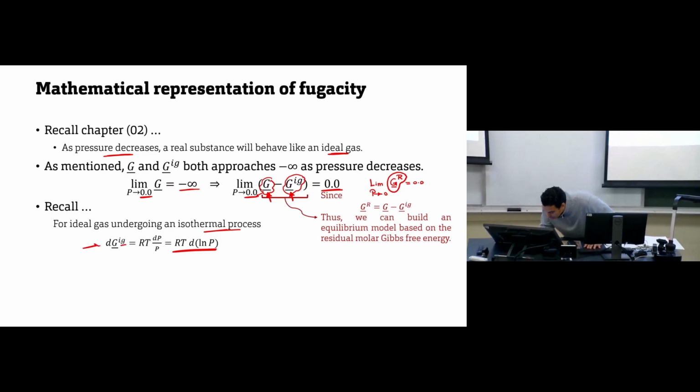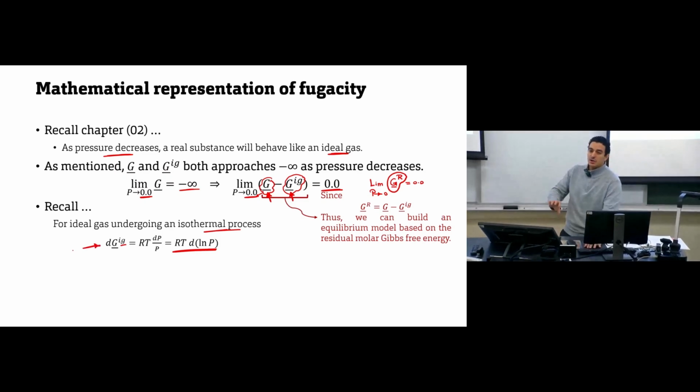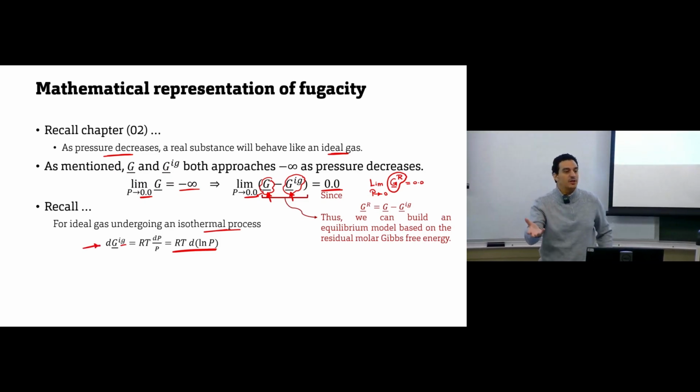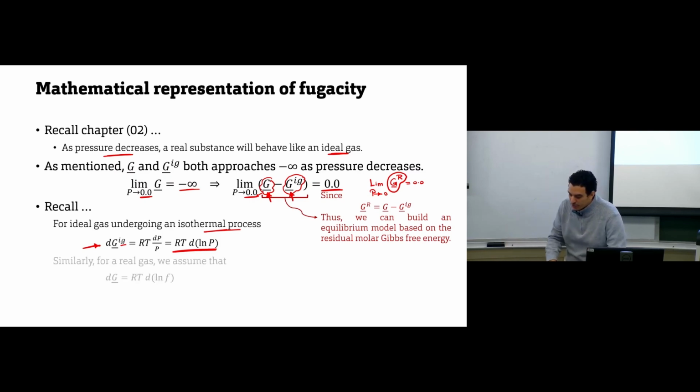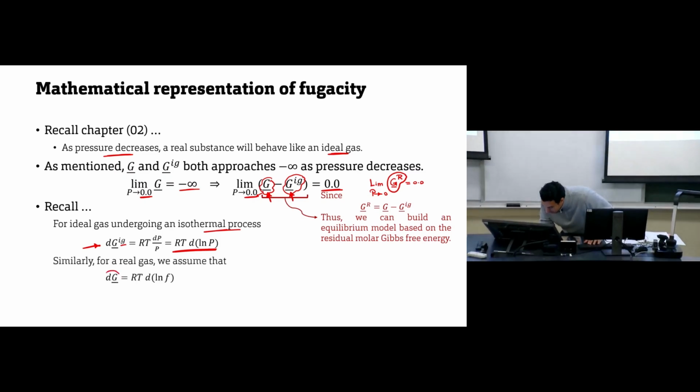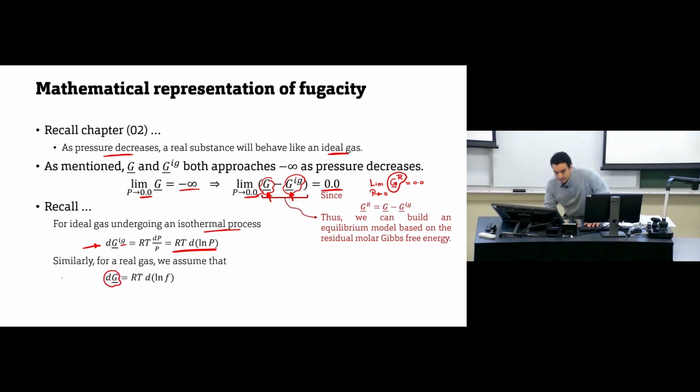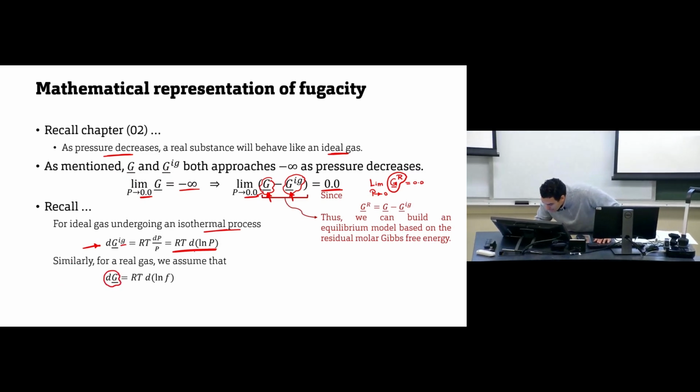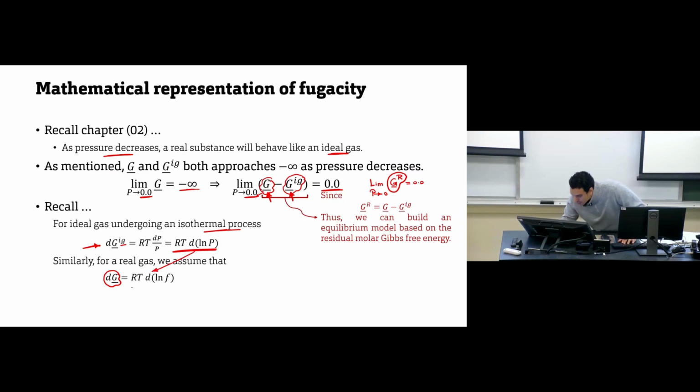This is the equation of molar Gibbs free energy for ideal gas. So we need a simple equation similar to the one we use for ideal gases, but applied to real substances. If we need to calculate the molar Gibbs free energy for a real gas, I will use this simple equation.